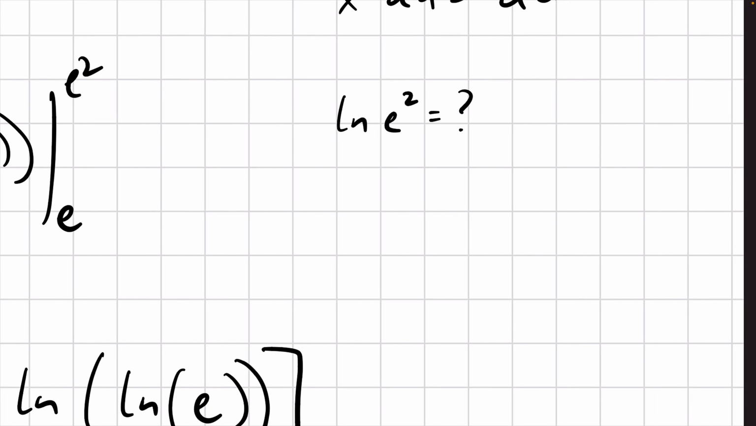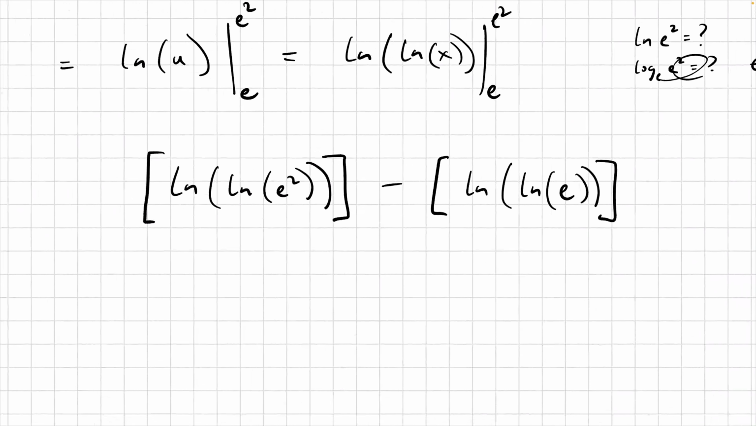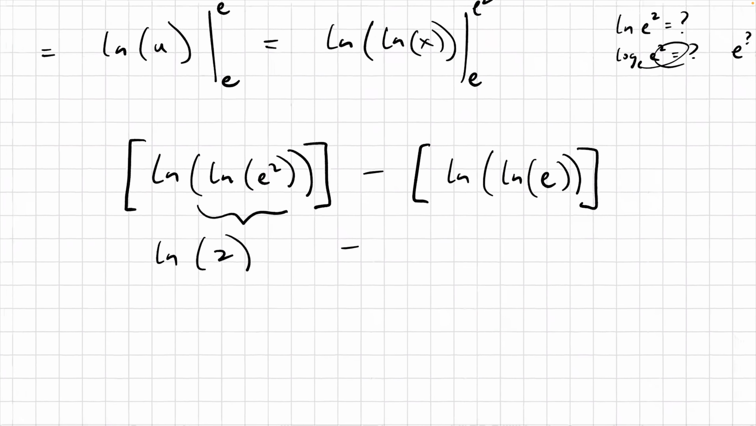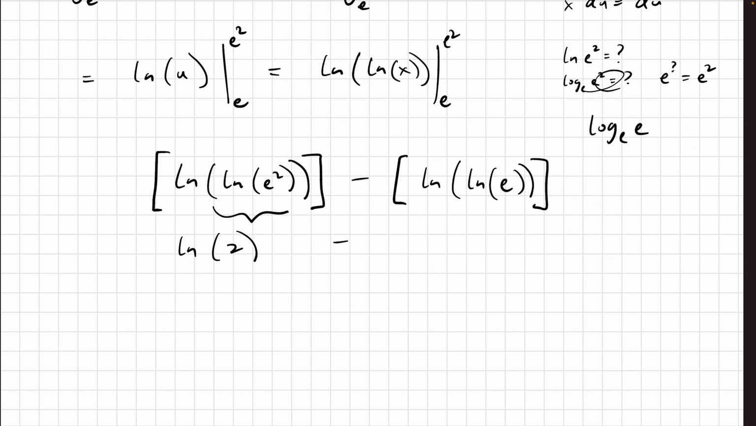Natural log is really log base e of e squared equals what, right? So really what you're saying is e to what power equals e squared? 2, right? Then we have to find the natural log of 2. And then the natural log of e is really log base e of e. So it's really e to what power equals e? 1.